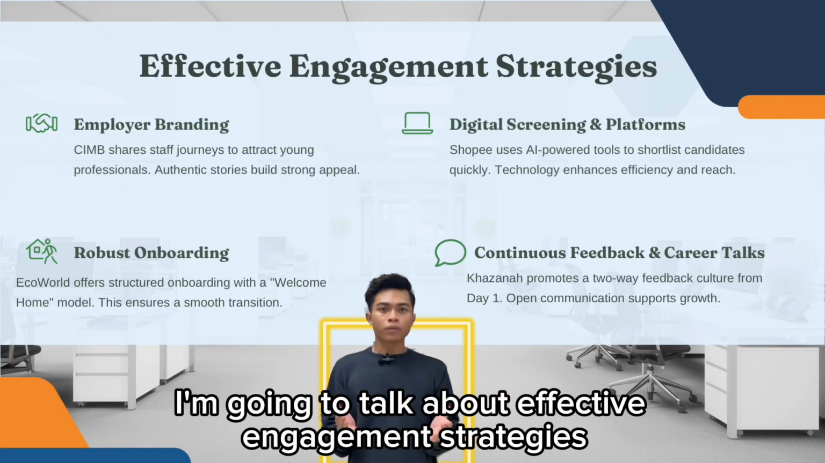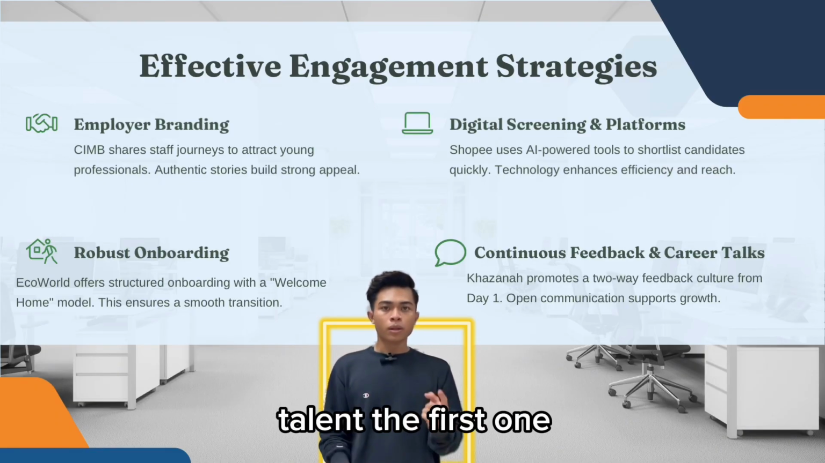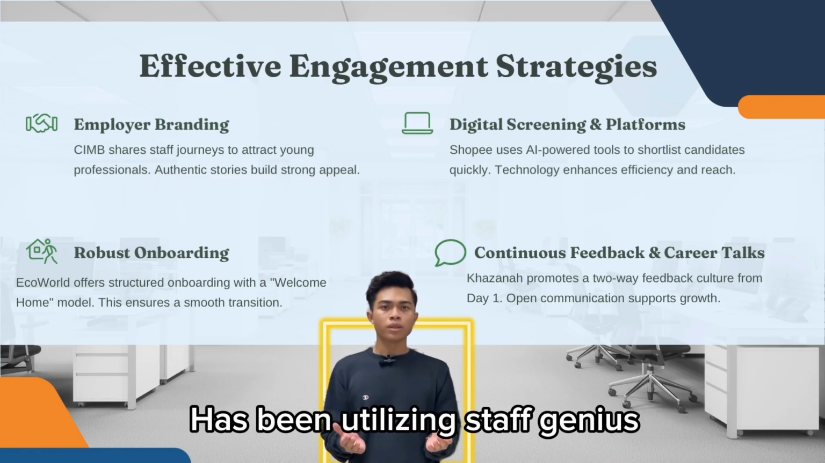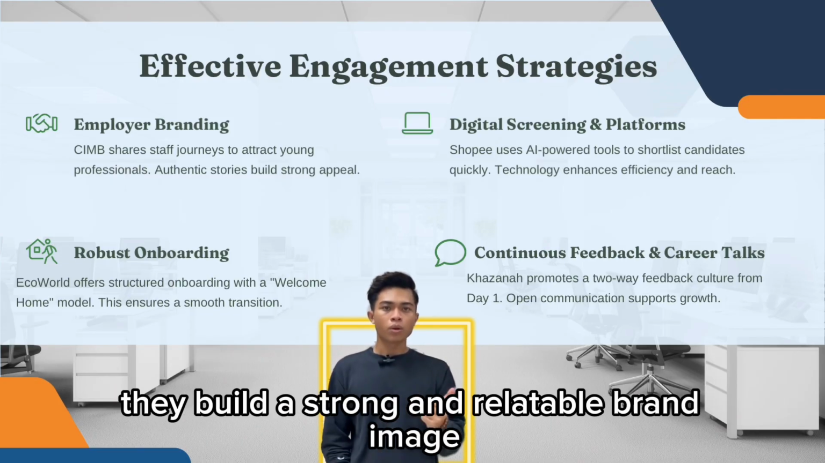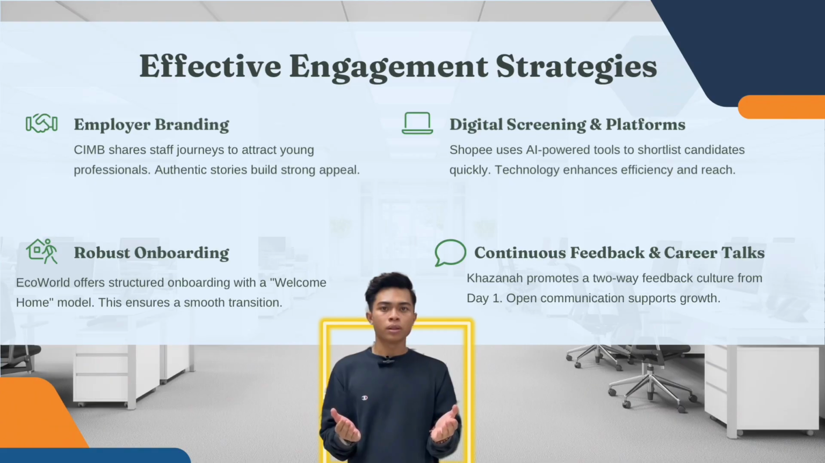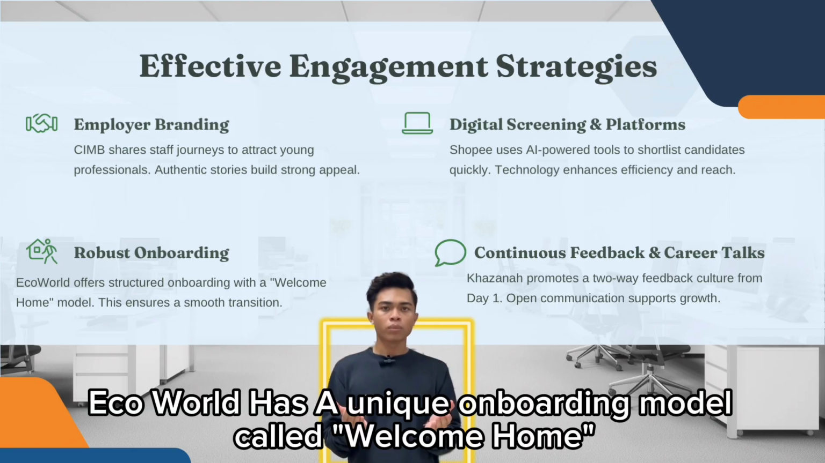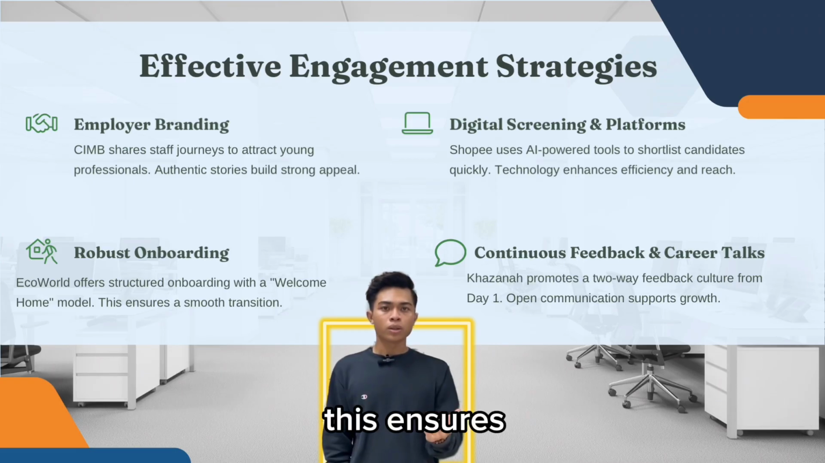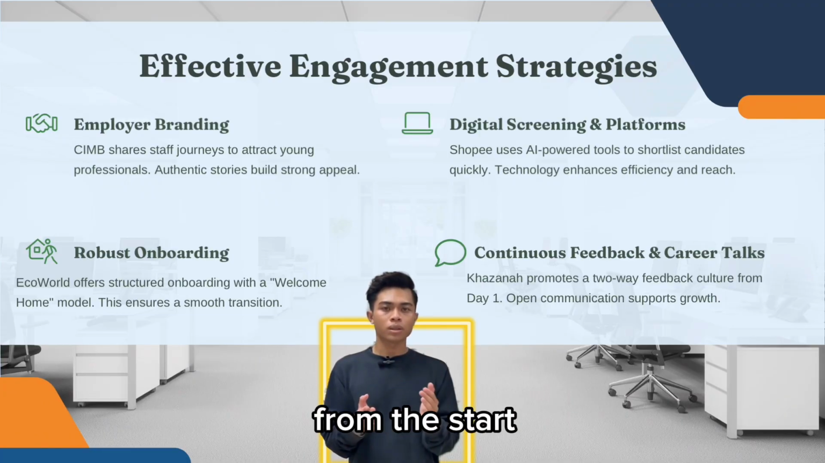Next, I'm going to talk about effective engagement strategies used by leading companies to attract and retain top talent. The first one, let's talk about employer branding. CIMB has been utilizing staff journeys to attract young professionals. By sharing authentic stories, they build a strong and relatable brand image, making their workplace more appealing to potential candidates. The next one is robust onboarding. EcoWorld has a unique onboarding model called Welcome Home, which offers structured support for new hires. This ensures a smooth transition and helps new employees be welcomed and integrated into the company culture from the start.